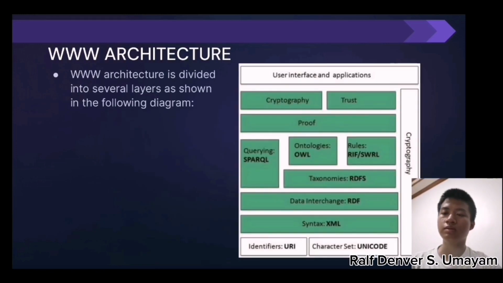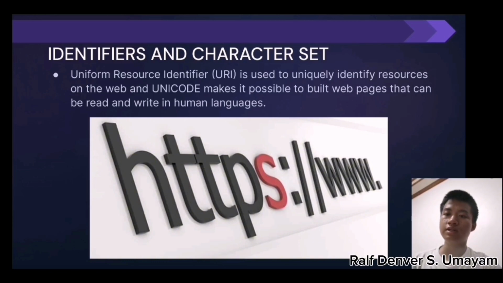The WWW architecture. WWW architecture is divided into several layers as shown in the following diagram. The web's architecture is like a cake with layers, each serving a different purpose. Identifiers and character set.